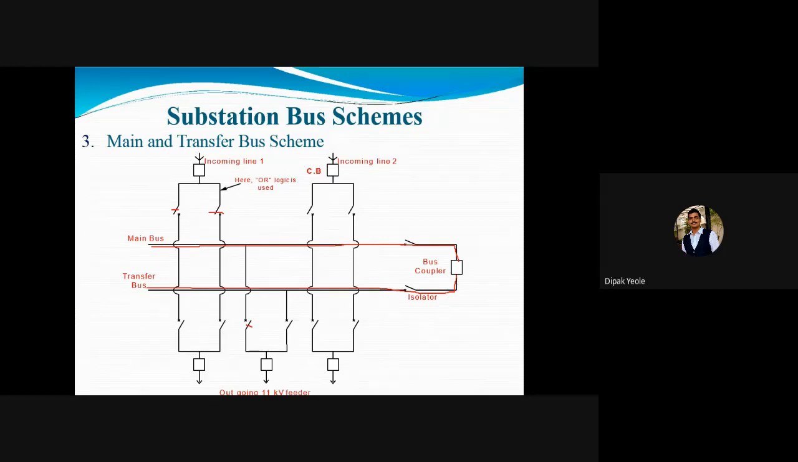So if the main bus fails, we can switch off this particular isolator, and then the energy is transmitted from this transfer bus to this side, like this, here to here and here to here. So we can flow power with the help of this transfer to main or main to transfer. So this is the application of main and transfer bus.